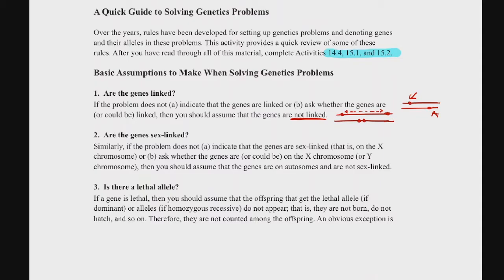Are the genes sex-linked? Sorry. If the problem does not indicate that the genes are sex-linked, we are also to assume that they are not. So assume the genes are on autosomes and that they are not sex-linked. Is there a lethal allele? The redundancy through this is that if there are any exceptions, it will always be given to you, so you don't need to play any guessing games. So we're assuming that they are unlinked, autosomal, and not lethal unless stated.